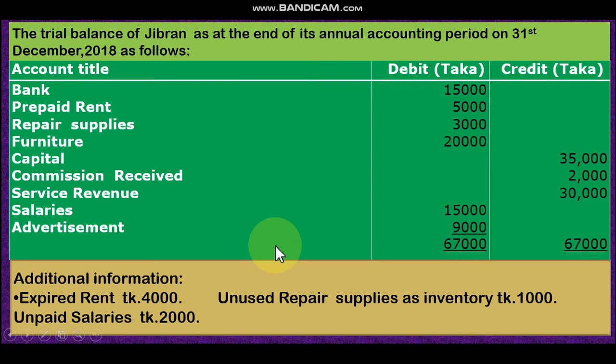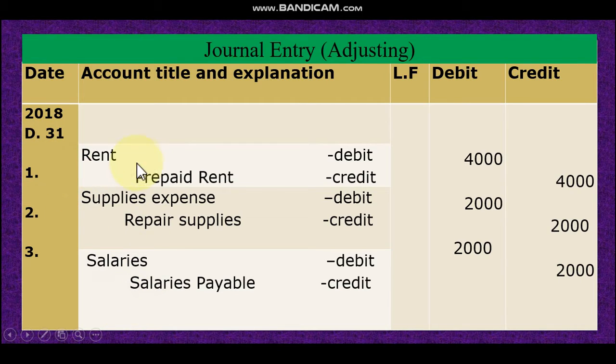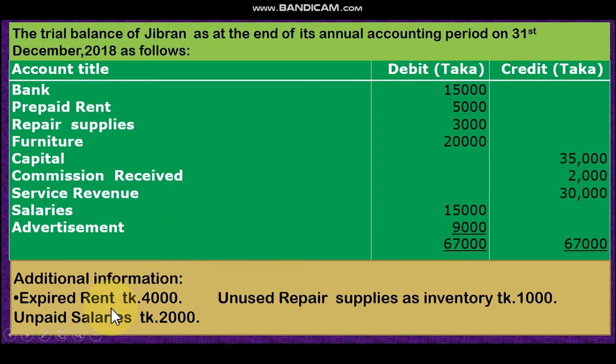Dear student, for preparing the worksheet, you know that first we give the adjusting journal. We have three adjustments: expired rent 4,000, then unused repair supplies as inventory 1,000, and unpaid salaries 2,000. Dear student, we have to give three adjusting journals at first. Expired rent, what will be the journal? You know the format of the journal: date, account title, explanation, LF, debit taka, credit taka.